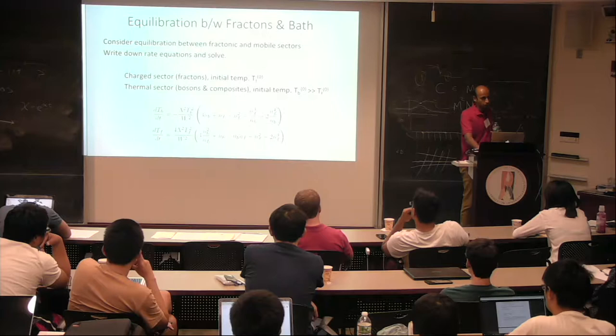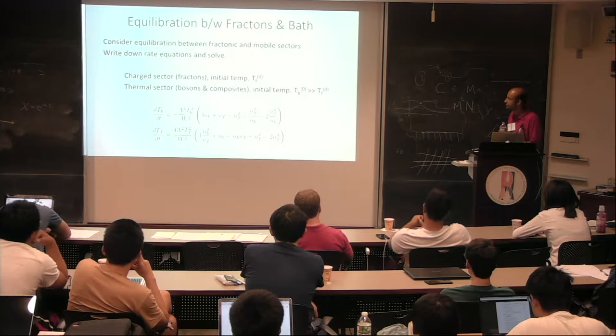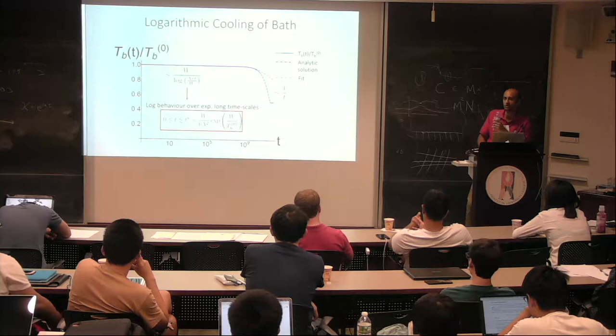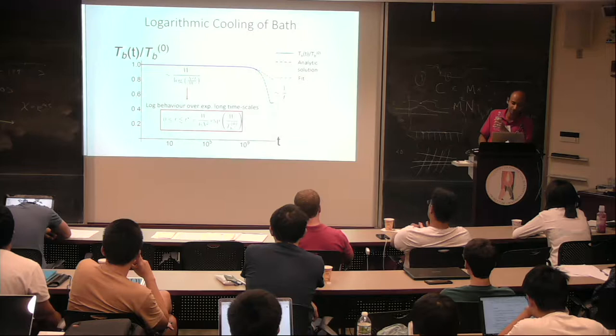You can also study the equilibration between the fractons and the bath. It's just a case of writing down rate equations between the different sectors. And you discover that the equilibration is extremely slow. It's logarithmic in time over some exponentially wide window of timescales. I haven't gone into too much detail of how we derived this. If you want to see it, go to the original paper.